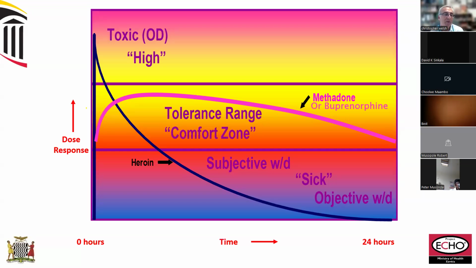The idea with methadone and buprenorphine is that middle pink, where you're hoping to get somebody to have blood levels that keep them below the level where they feel high, but above the level where they start to go into withdrawal. So that's really the idea of using methadone and buprenorphine.